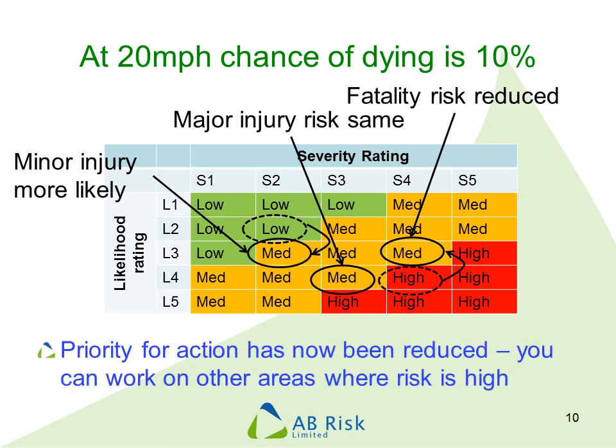So we can see now that if we've reduced the speed of cars to 20 miles an hour, our priority for action has been reduced. They all come out as medium. So that means if you've got other areas in your operation where you've got high risks, that's probably where you need to be focusing your efforts now, rather than this, which can be a lower priority.